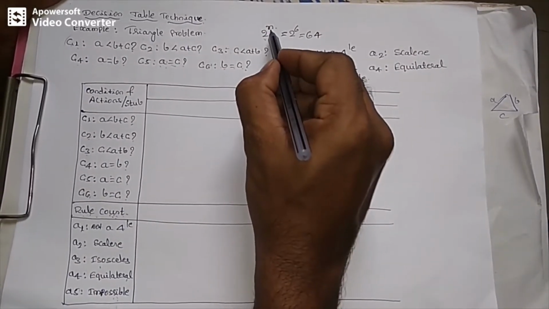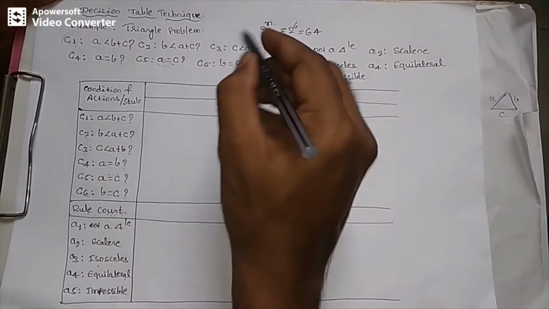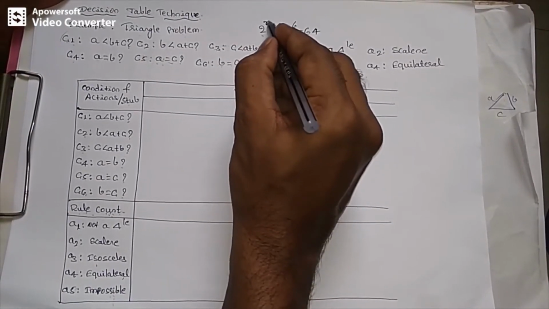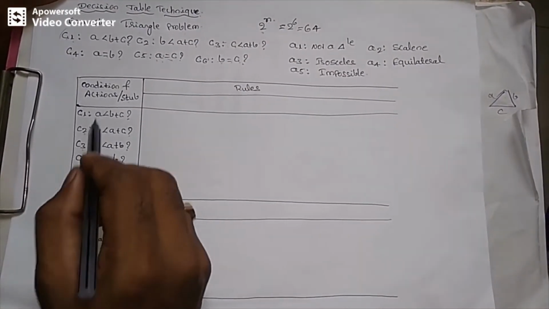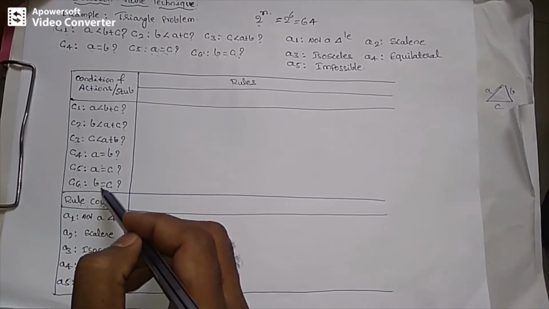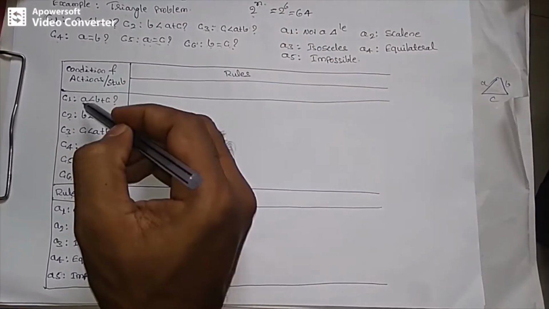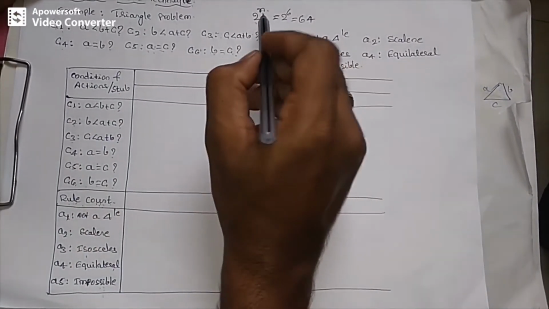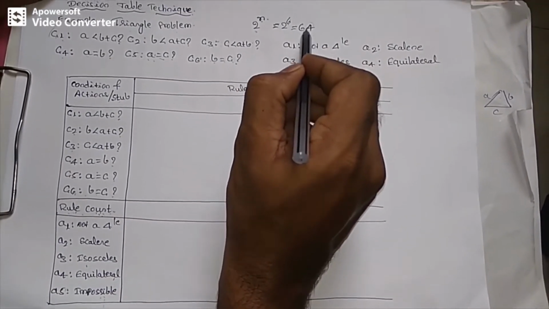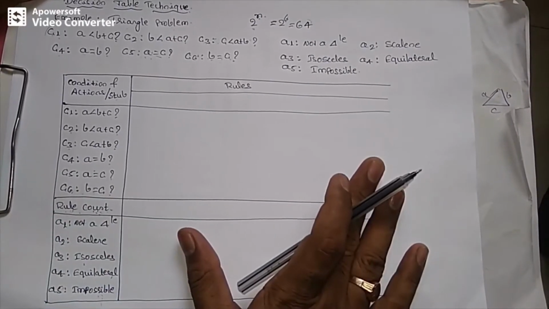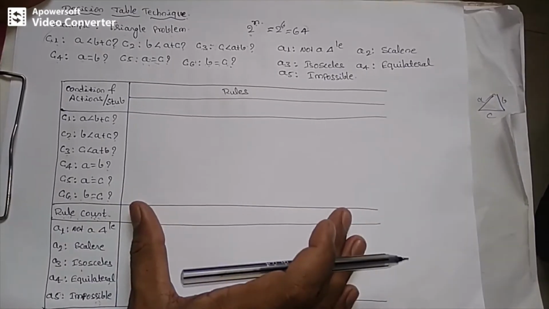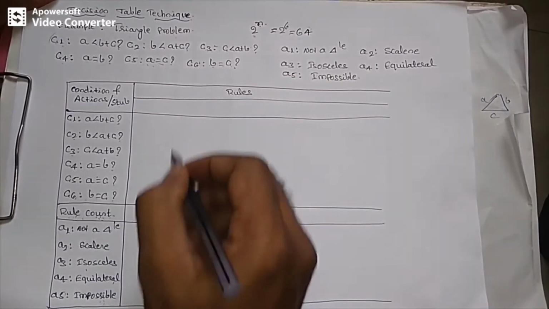Here n represents the number of conditions, not inputs, as we saw in boundary value and equivalence class. For the triangle problem, n is the number of conditions listed. Here, how many conditions are there? 6. Then the value of n is 6, and 2 to the power of 6 is 64. So 64 rules should exist in your decision table. How to enter the 64 rules, I am going to explain.